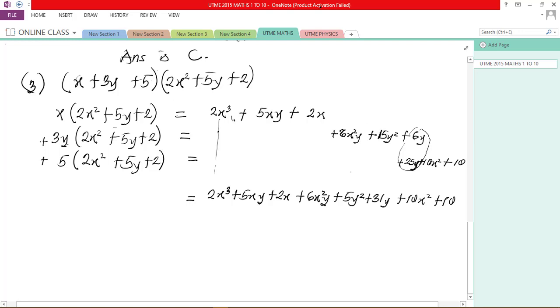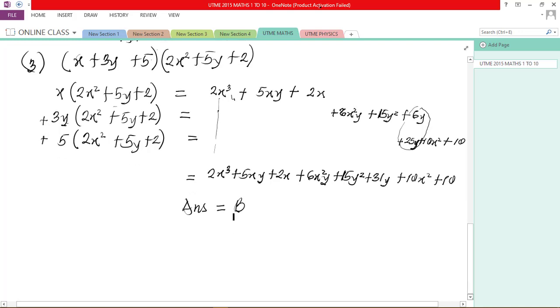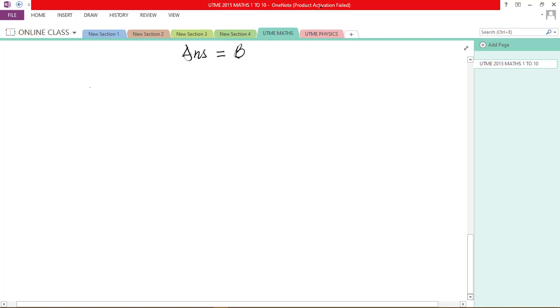So here should be 15. So this 15y squared is there. So this one there, this 10x squared plus 10. So as a result, our answer here is equal to what? B. So we go to number 4.